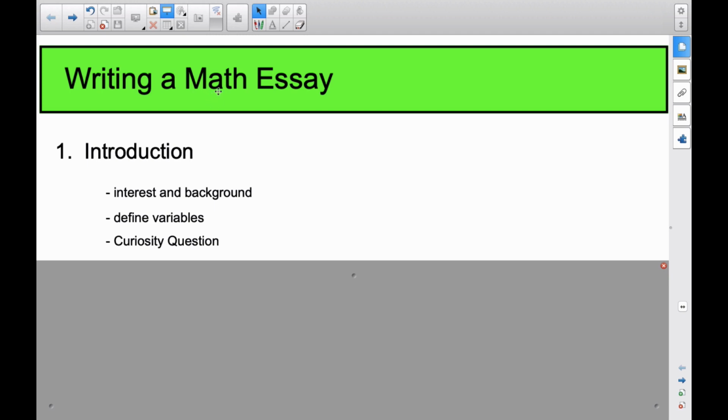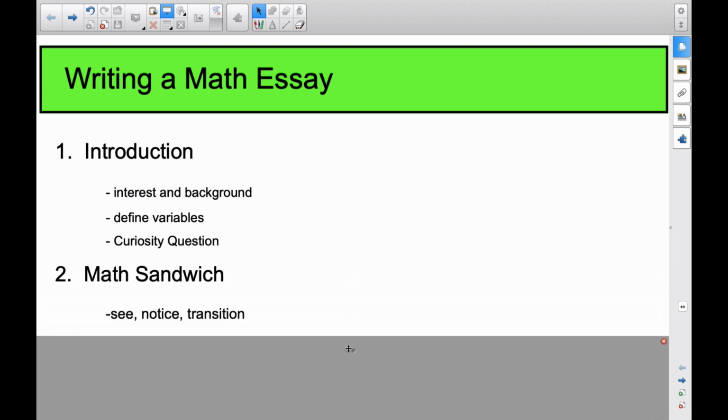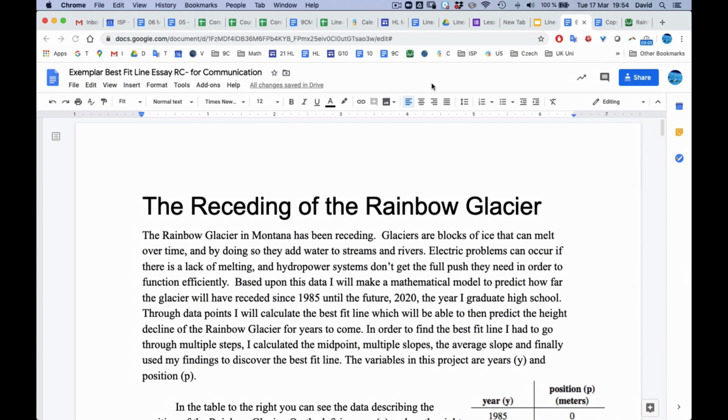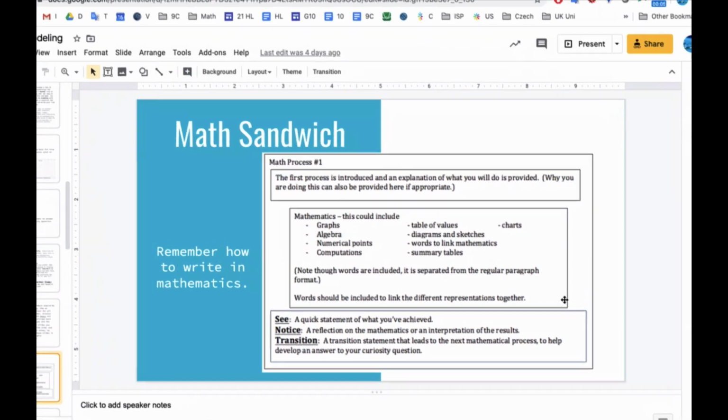Okay, part two for writing the math essay. We've already talked about the introduction. The next thing we're going to talk about is what I like to call the math sandwich and see notice transition. And so if we consider here, let's zoom into this graphic here.